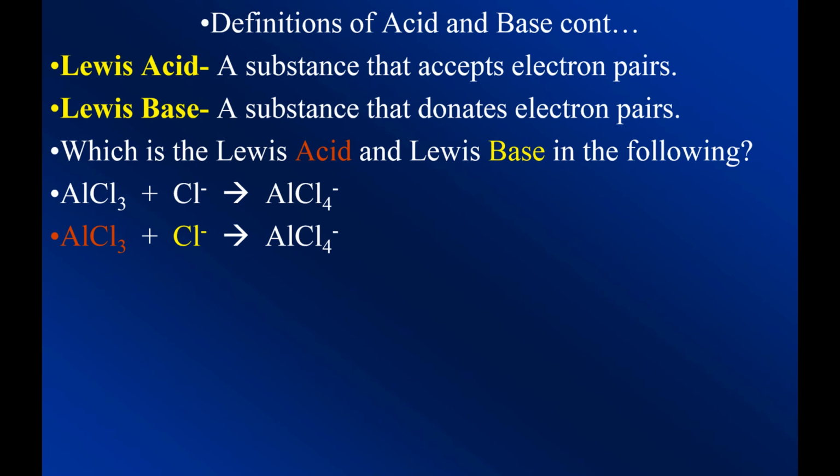So in the example we're looking at here, these two react to form this compound. We've got Cl- donating its electrons to AlCl3, and they're doing that by combining. If you donate electron pairs, that is a Lewis base. One that receives electron pairs, AlCl3, is a Lewis acid.